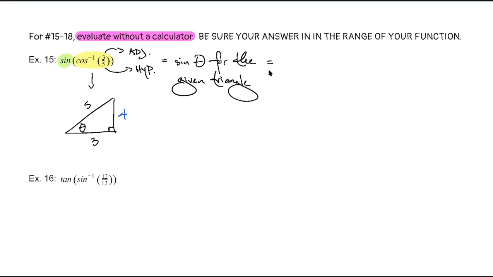Opposite over hypotenuse, you got it. Opposite over hypotenuse. Good thing David knew that was a 3, 4, 5 triangle. There we go. That's your answer.